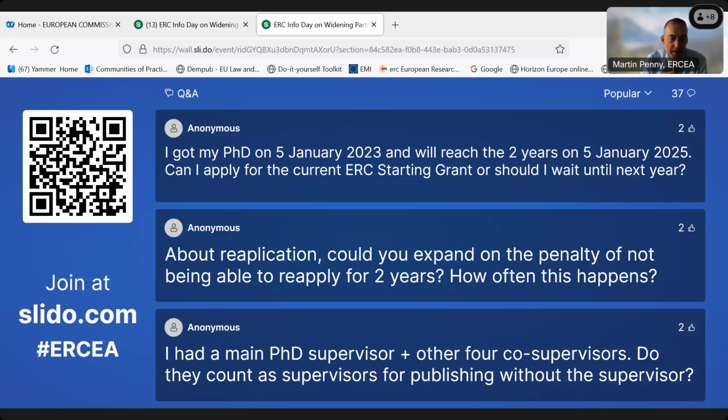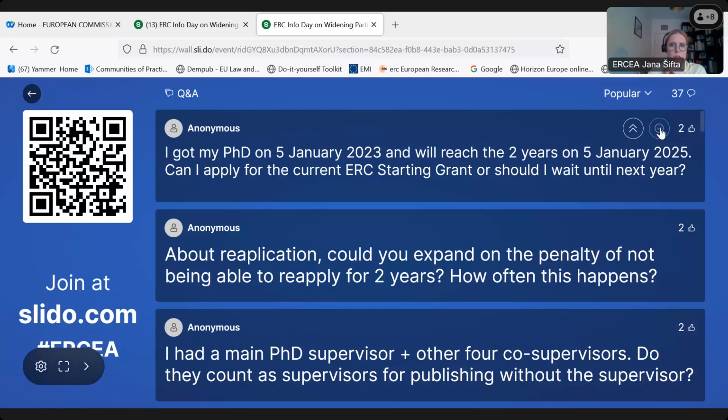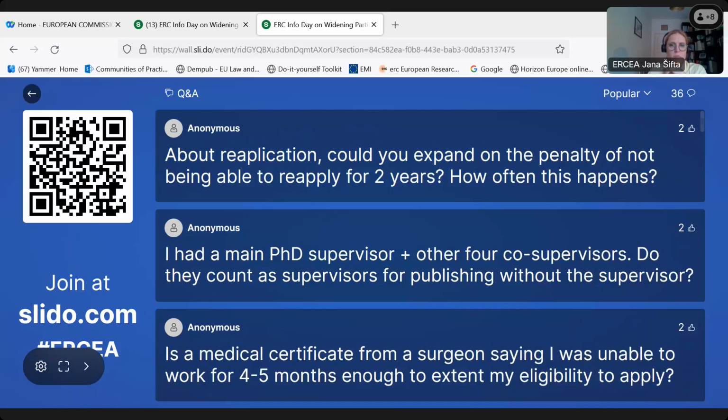Jana, a question on eligibility. I got my PhD on the 5th of January 2023, so I reached the 2 years on the 5th of January 2025. Can I apply for the ERC starting grant, or should I wait until next year? You can apply for the starting grant call 2025. Yes. Okay, thank you very much.